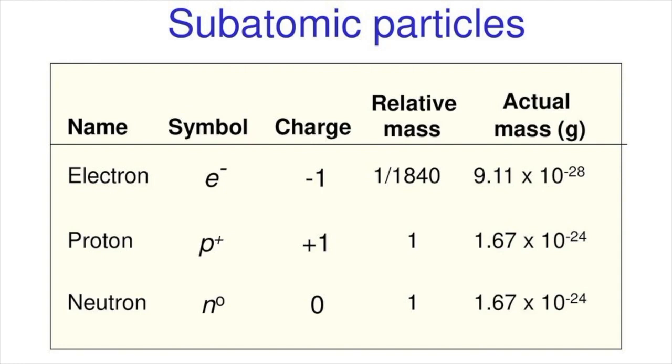If you take the neutron, it is a neutral particle, it has no charge. So the neutron is represented by N, and its charge is 0, relative mass is 1, and actual mass is 1.67 into 10 to the power of minus 24. And proton and neutron masses are nearly the same. So that is about the subatomic particles.